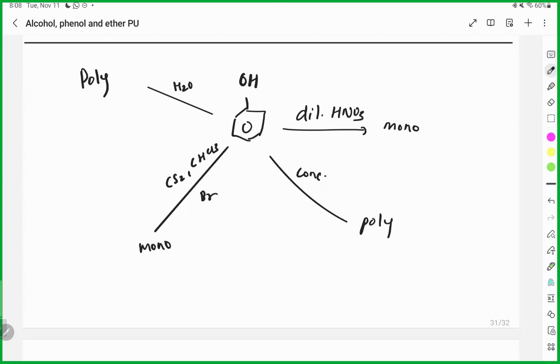Mono means only one. And in case of mono, you have ortho product and para product. Ortho is more volatile and para is less volatile. Why? Because in ortho you have intramolecular hydrogen bonding. Here, intermolecular hydrogen bonding is done. This is the summary of the topic. Intramolecular is more volatile, easily you can heat it. Intermolecular hydrogen bonding is strong bonding, you cannot make it volatile.